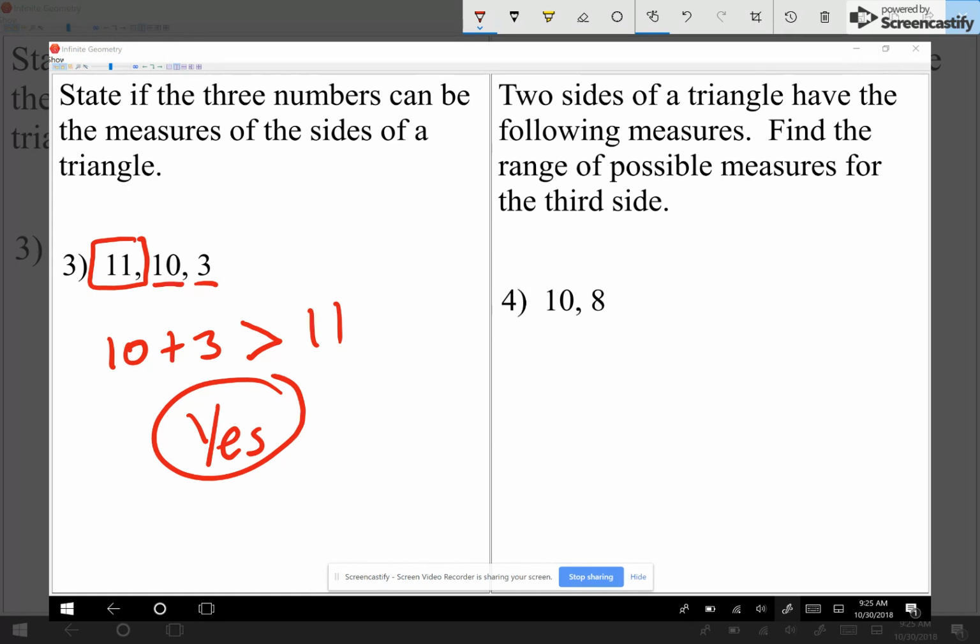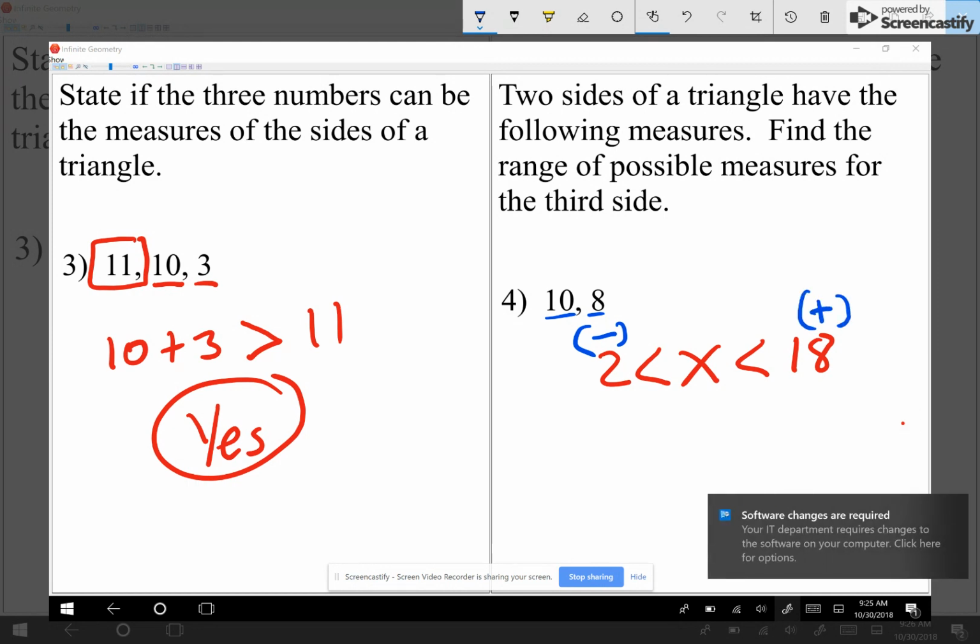Now looking at question number 4, two sides of a triangle have the following measures. Find the range of possible measures for the third side. My third side, I'm going to call it x, and it has to be between two numbers. The smallest number it could be is 2. So as a matter of fact, x is greater than 2. And the big number in this case is 18. So x has to be a number between 2 and 18, not equal to 2 and not equal to 18. How do you come up with those two numbers? From 10 and 8, if you subtract them, that's how you come up with the 2. And if you add them, that's how you come up with the 18.